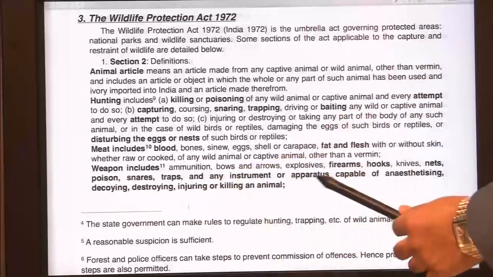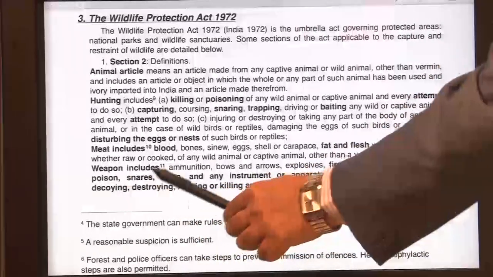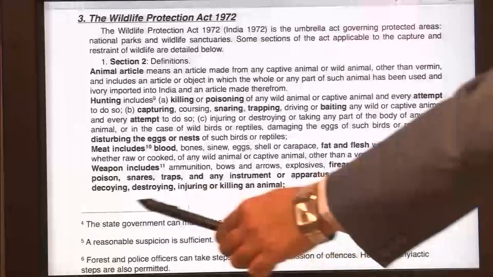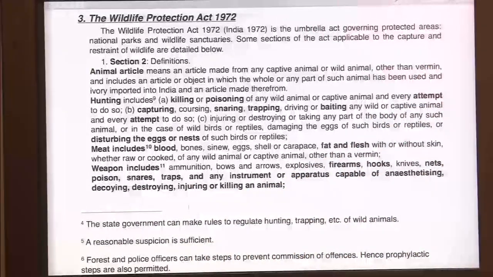Then weapon includes firearms, hooks, nets, poison, snares, traps or any instrument or apparatus capable of anesthetizing, decoying, destroying, injuring or killing an animal. So basically, if you look at the Wildlife Protection Act, the definitions are very wide. So hunting also includes things like capturing or trapping of an animal. Hunting also includes things like chasing of an animal out there in the forest area.